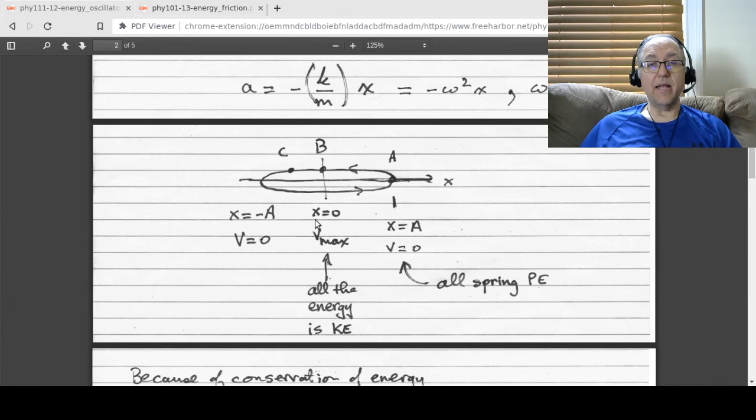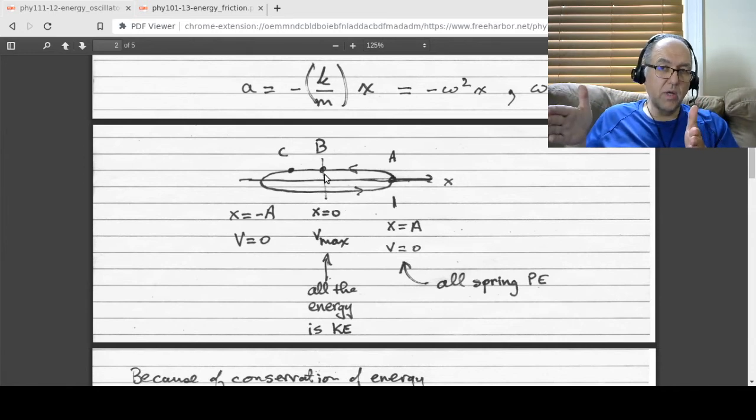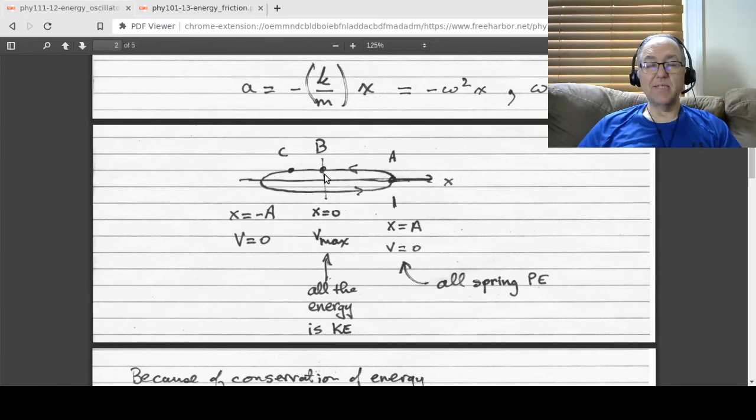Now, I understand that x equals 0 is only going to happen in an instant in time, because before you get to x equals 0, it's stretched and it's got a little bit of potential energy, and then it passes through 0. On the other side, it's going to have potential energy, and only right at x equals 0 is it not going to have potential energy, which is just this very brief instant in time.